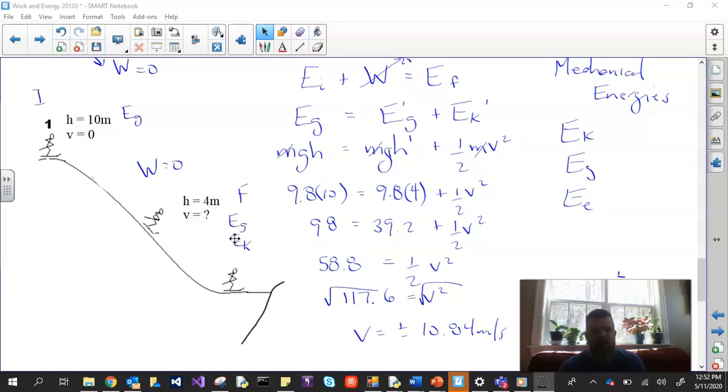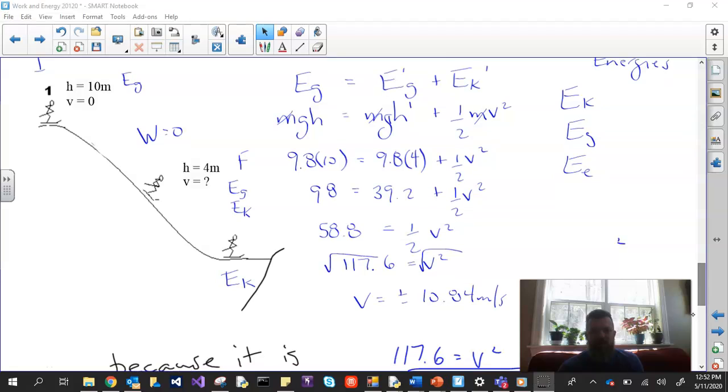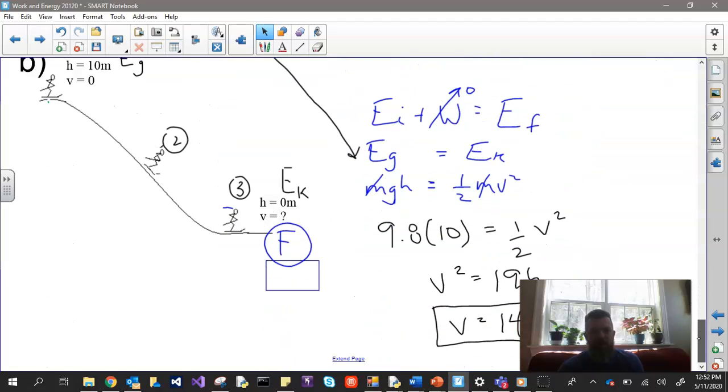When you do part B, it's going to be the same thing, but I'm going to be down at the bottom, and all I have at the bottom is EK. So if I go through this, then I won't have lost the 39.2 in my equation. So this number is going to be bigger, right? It's going to be 98 multiplied by the 2, and I should get an answer of 14, and I'll just show you that quickly. I believe I have it here.